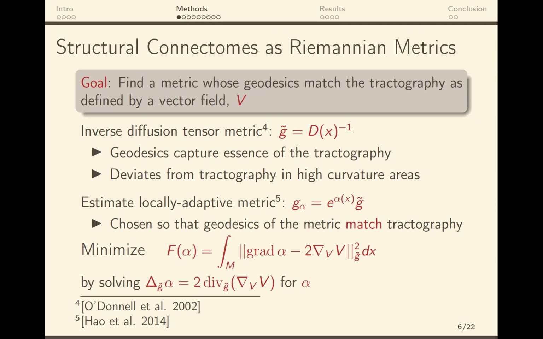This metric is chosen so that geodesics of the metric match the tractography. We do this by minimizing the functional shown. The solution equation that minimizes this functional is the Poisson equation. We solve that Poisson equation for the conformal factor alpha to get our locally adaptive metric.